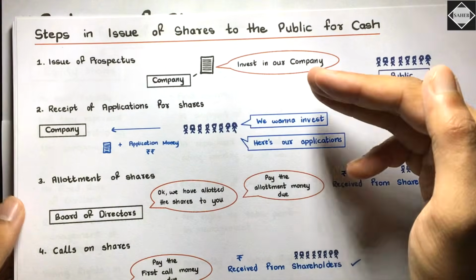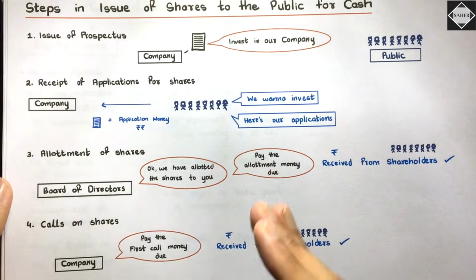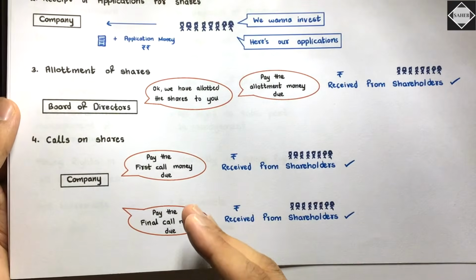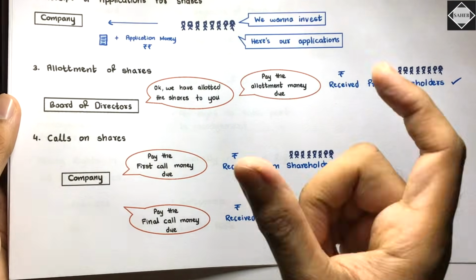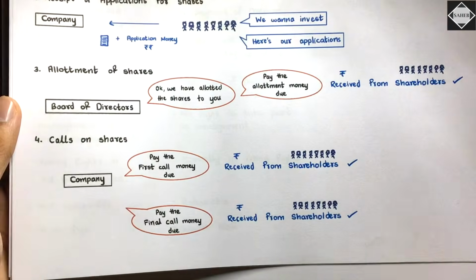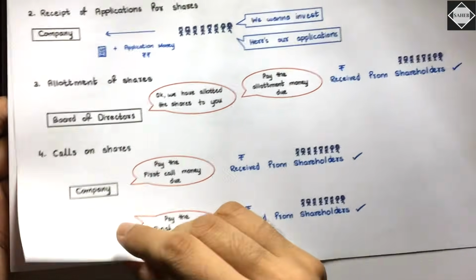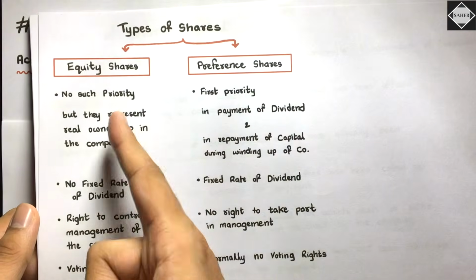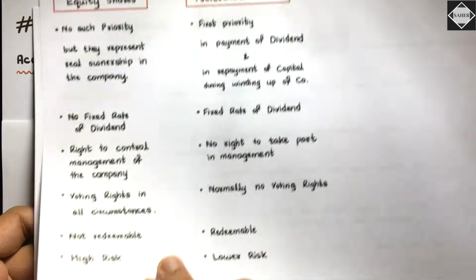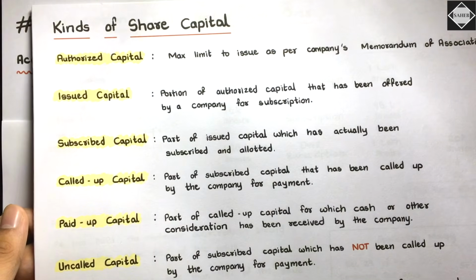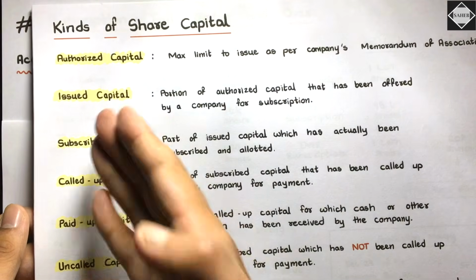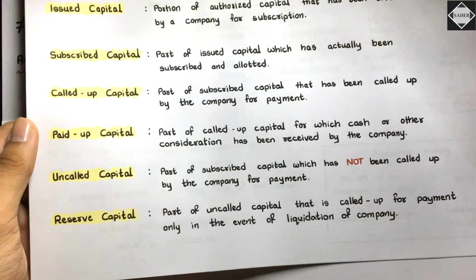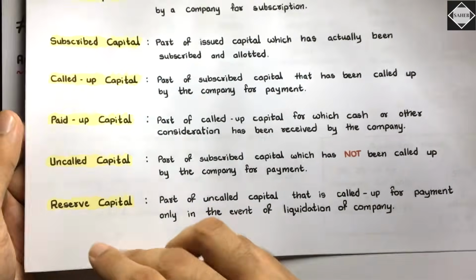And then we understood the process of issuing shares to the public for cash. First we issue a prospectus, then we get applications and application money, then we allot the shares. And then we make calls on shares. When we receive all the money, the shares become fully paid up. That's the process. Then we understood there are two different types of shares: equity shares and preference shares. And then we discussed kinds of share capital: authorized, issued, subscribed, called up, paid up, uncalled capital, and then reserve capital.